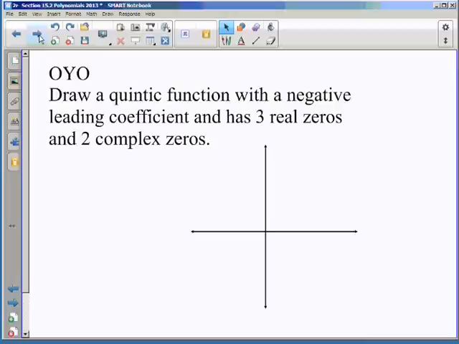We're done with the lesson. This is the on your own question. Work on this and we'll talk in class.